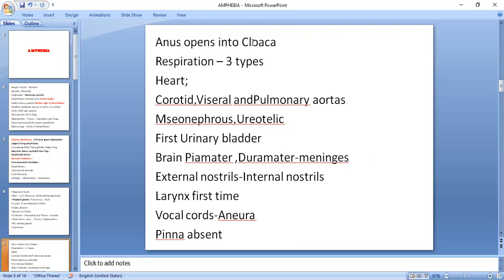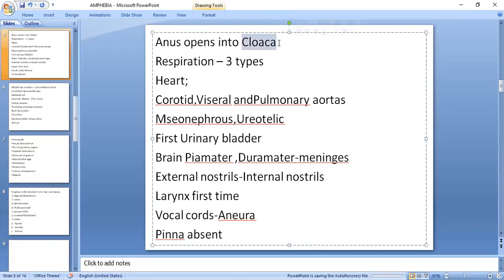And the anus opens into the cloaca. Here the cloaca is a major one. Both the urogenital duct and the alimentary canal open into a cloaca, through which the alimentary canal and the urogenital canal open outside.